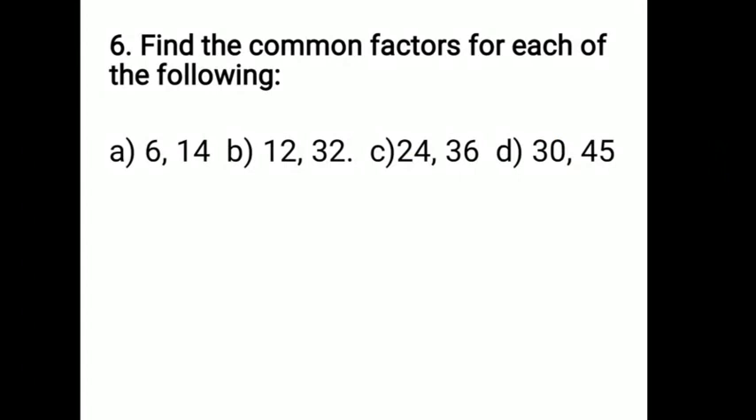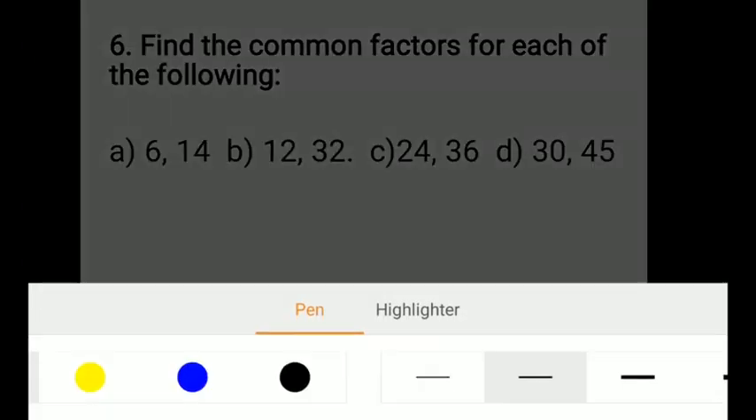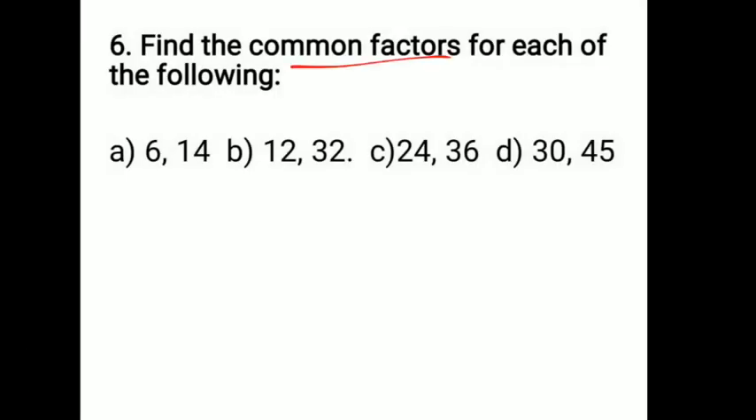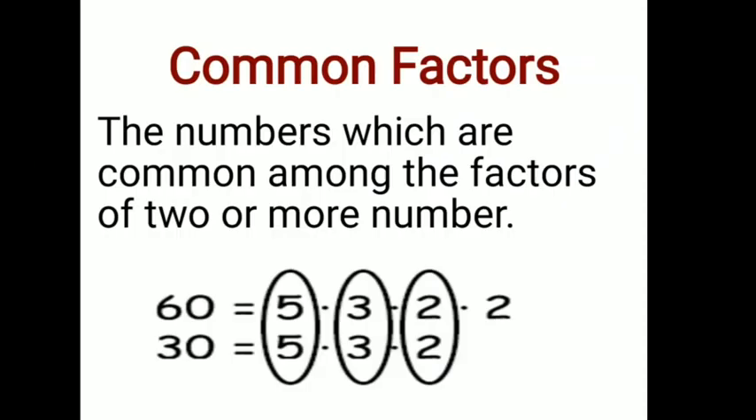Alright, so proceeding to question number 6, we have: find the common factors for each of the following. I hope you remember in our previous class I gave you the concept of common factors, right? Let us have a look if you have forgotten that. So what are common factors? The common factors are the numbers which are common among the factors of two or more numbers.